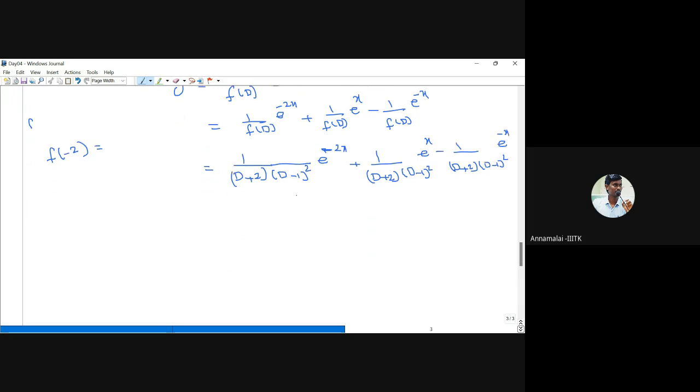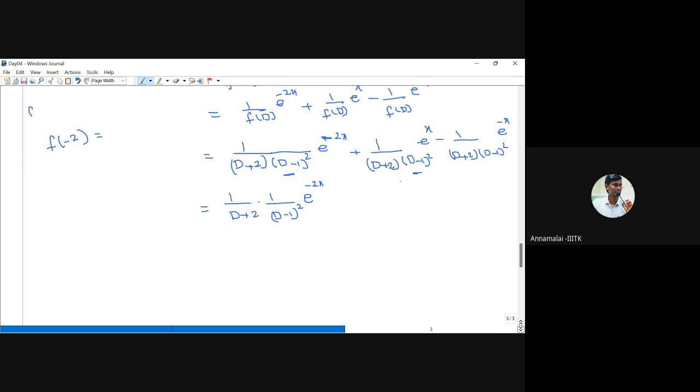Now first you have to operate this factor. So this can be written as 1 by (D plus 2) into 1 by (D minus 1) squared into e power minus 2x. Now here, if you substitute D equal to 1, we get this factor is 0. Okay, so what do you have to do?